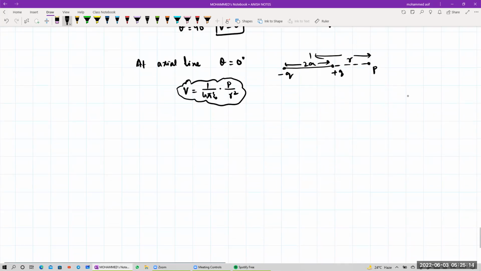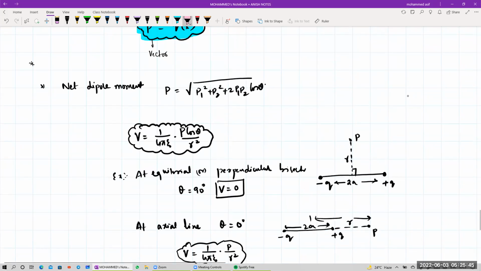Done? For a monopole, which means one single pole, potential is inversely proportional to R. In the same way, for a dipole, potential is inversely proportional to R square. Monopole is inversely proportional to R. Dipole is inversely proportional to R square. General formula, very important formula.